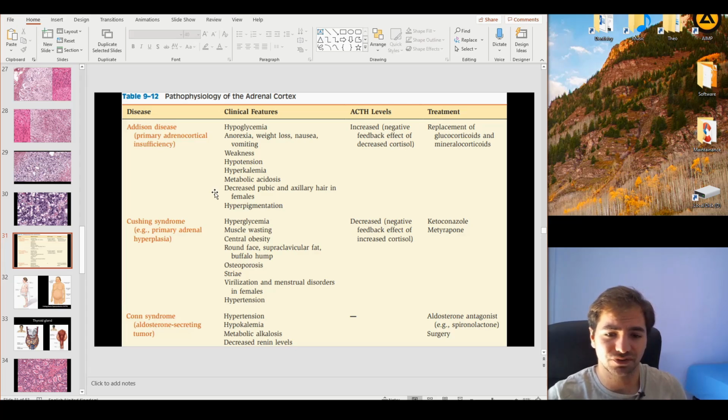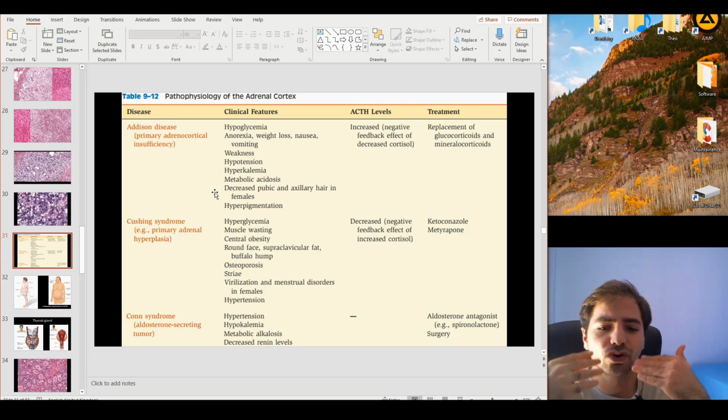And because we have the increased amount of ACTH, we're going to see the diabetogenic and catabolic effects to the maximum. Specifically, we're going to find hyperglycemia. Why? Because cortisol induces an increased amount of glucose in the blood. Muscle wasting. Why? Because we have the catabolic effect, which is the direct result of proteolysis. Central obesity and round face are also features that we're going to see in Cushing syndrome. They're going to be easier to see, and this is the same logic.